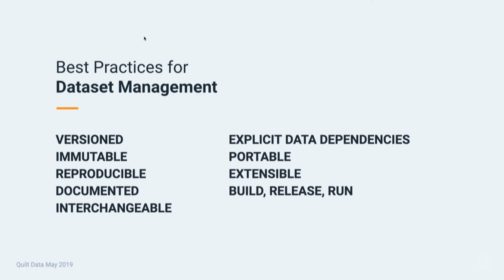So if I have an image classifier, I want to be able to say, hey, I want to run this same code on a different set of images and labels, and it should just work. We want to be really explicit about our data dependencies so that data is not coming in a sidecar or in a side channel artifact. We want to make sure that it's portable, that it's extensible so you can add things to your data set, and that it adheres to this build, release, run idea.